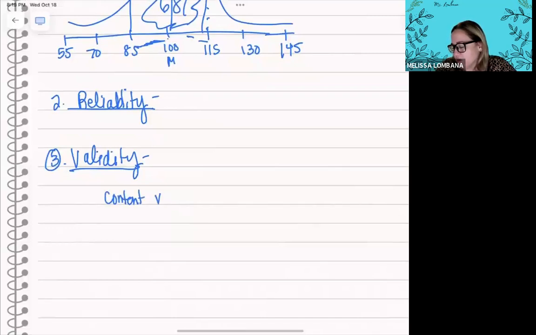Some main ones are content validity, which is basically, is it testing the content of the skill that needs to be applied? A good example would be your driving test, your road test for your driver's license. You're going to take a test, and hopefully that content validity is going to be able to tell us how you're going to do in the future while you're driving.